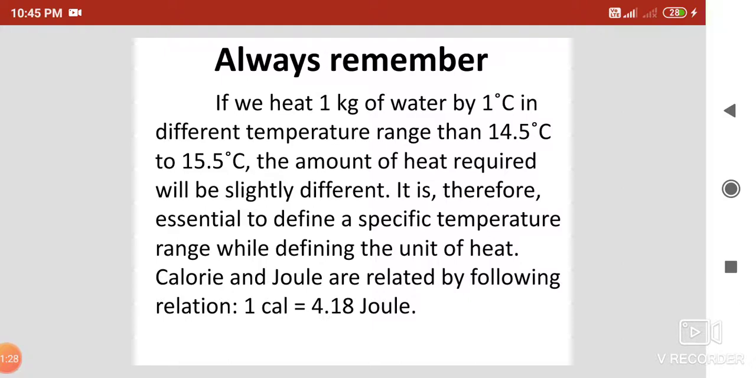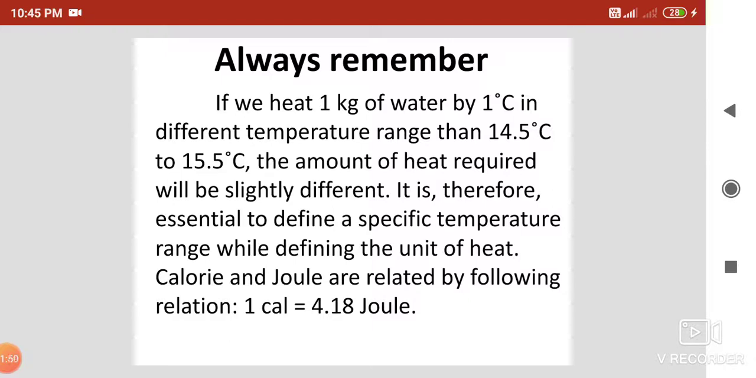This calorie and joule are related to each other: 1 calorie is equal to 4.18 joule. While solving problems, we should know this relation. 1 calorie is equal to 4.18 joule, and approximately we take 4.2 joule.